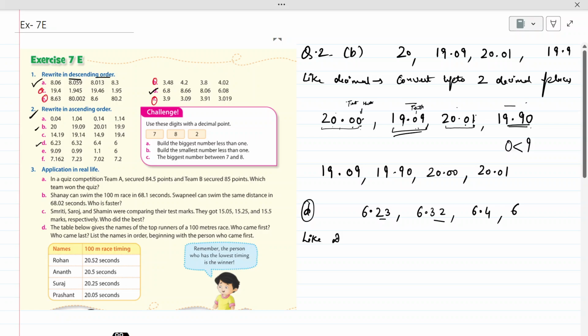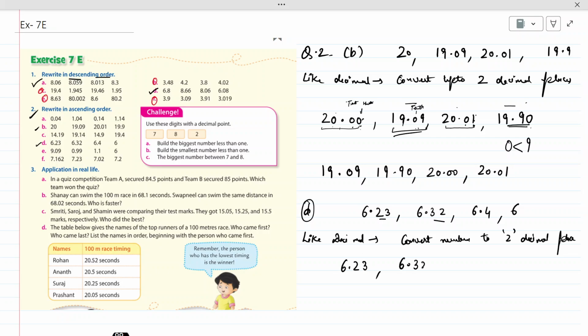So when we are doing it, we will have to convert the numbers to 2 decimal places. Okay, so this will be same. The next number will also be same. Now 6.4 will become 6.40, and the last number is a whole number, so we will add a decimal and we will add 2 zeros to it.